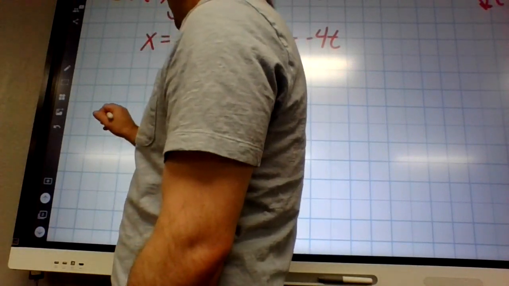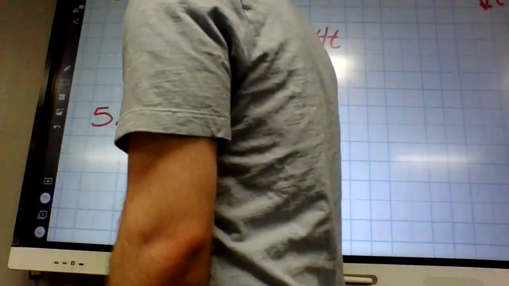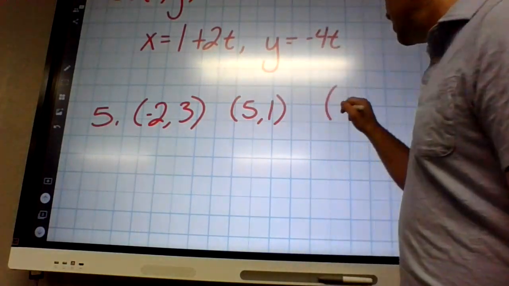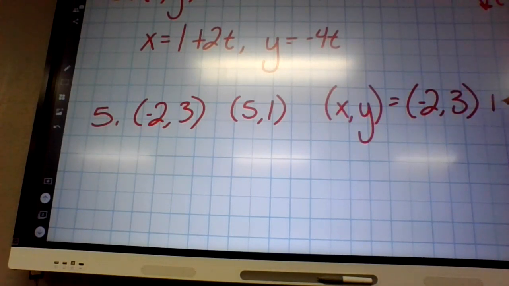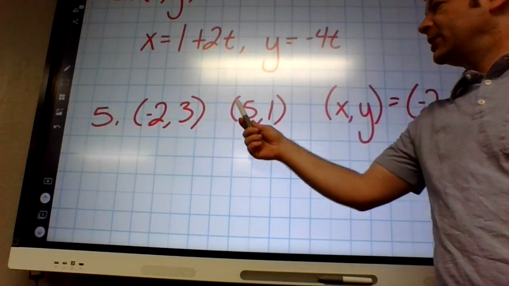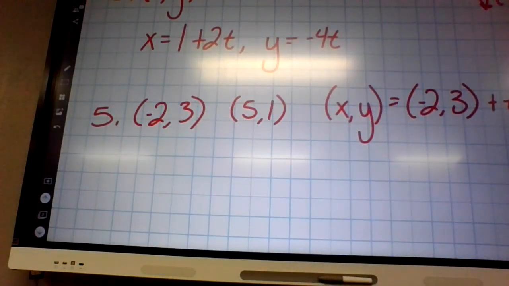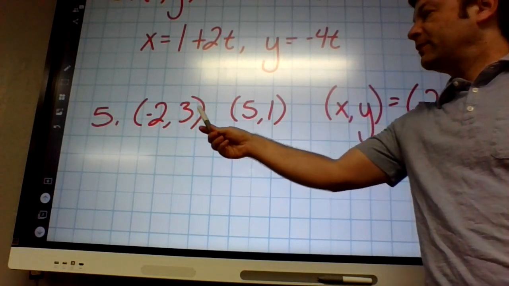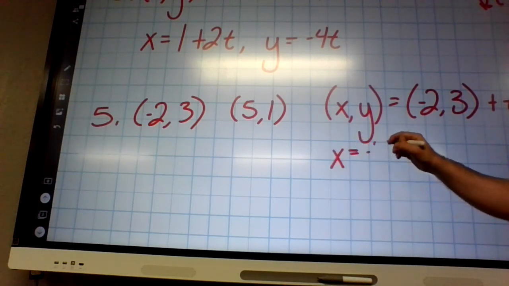Number 5, same thing. I'm going to do it without drawing a picture this time. -2, 3 and 5, -1. So I'm going to use -2, 3 as my starting point. And then, how far is it moving in the x direction from -2 to 5? If you're not sure, you can just do 5 minus -2. That would be 7. How far is it moving from 3 to -1? That would be down 4. So the parametric equations.